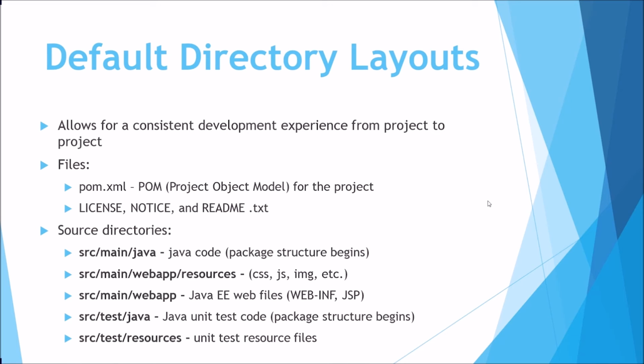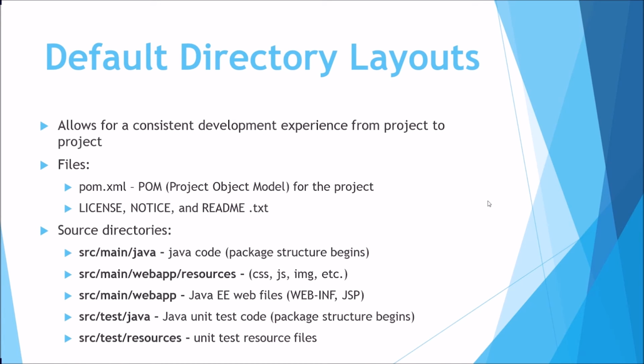Then source main web app resources. That's where I keep my cascading style sheets, images, JavaScript. Source main web app pages. We can do something like /pages, and that's where we can keep our JSP pages. I don't like keeping pages under the web end or directly under the web app. Well, source test Java and test resources.